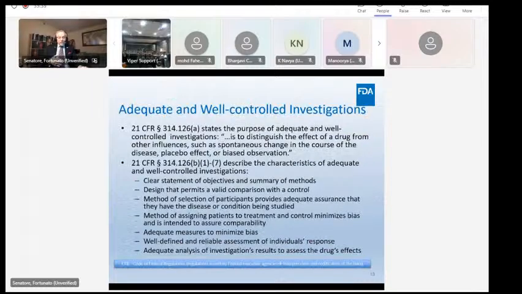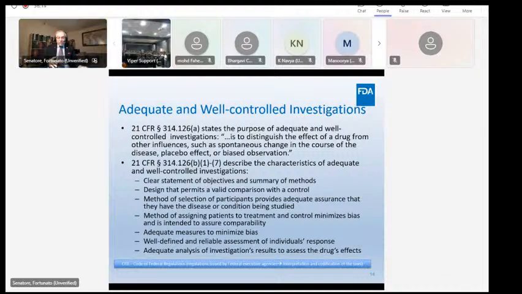And then the law was translated into practical application. The Code of Federal Regulations, 21 CFR, states that the purpose of an adequate and well-controlled investigation is to distinguish the effect of drug from other influences, such as spontaneous changes in the course of the disease, the placebo effect, or biased observation. So when you do a clinical trial, the trial has to be designed in such a way that the difference between a drug and placebo is due to the drug, not to any other factors that might have interfered with the outcome of the study.